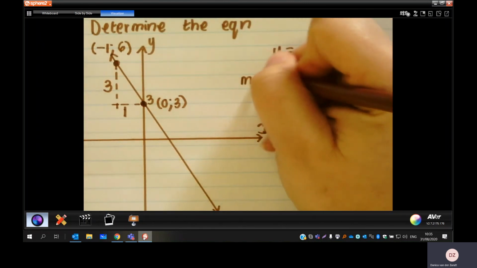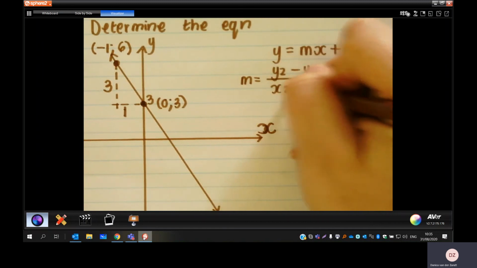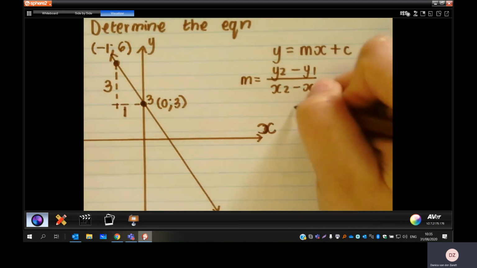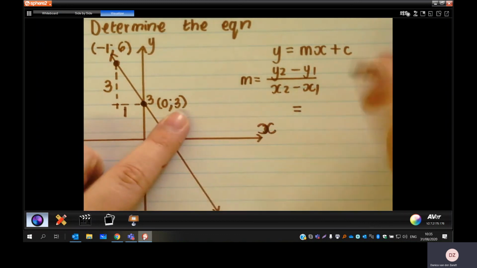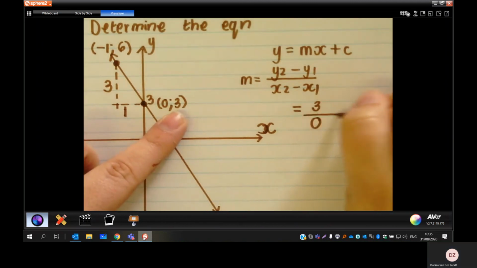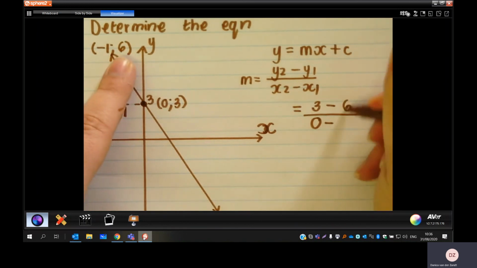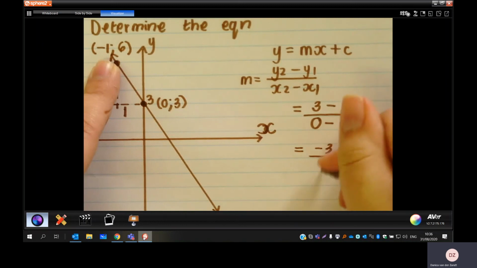So m is equal to y2 minus y1 over x2 minus x1. And my first y coordinate, doesn't matter which one I choose. Let's go with that one first. Its x is -1, and my equation says minus. That one's y is 6. This one's y is 3, so 3 minus 6 is -3. And 0 plus 1 is 1. So that gradient is going to be -3.